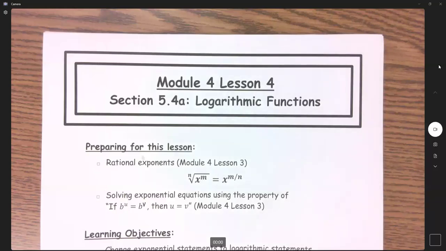Welcome to Module 4, Lesson 4. We are beginning logarithmic functions. To prepare for this lesson, we need things from last lesson.